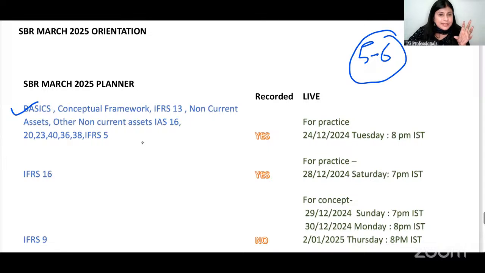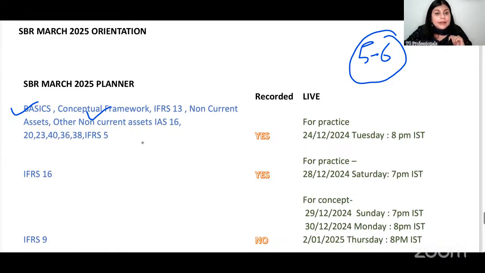The conceptual framework is basically this: if I'm making the standards or rules, behind the rules there are always some principles. For example, your school used to say, reach the school by 8 a.m. Why did they say this? Because they wanted to instill discipline in you. So discipline was the guiding principle for which we made a rule. For every rule there is a logic, there is a reason. And for IFRS, those reasons come from the conceptual framework.